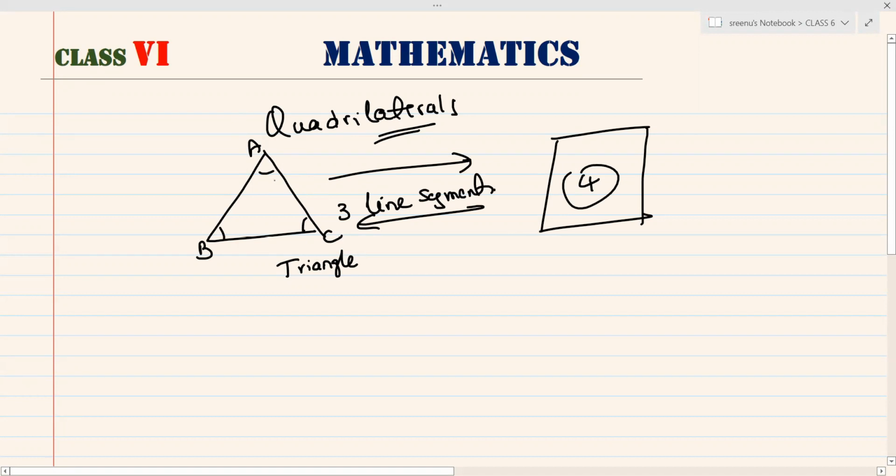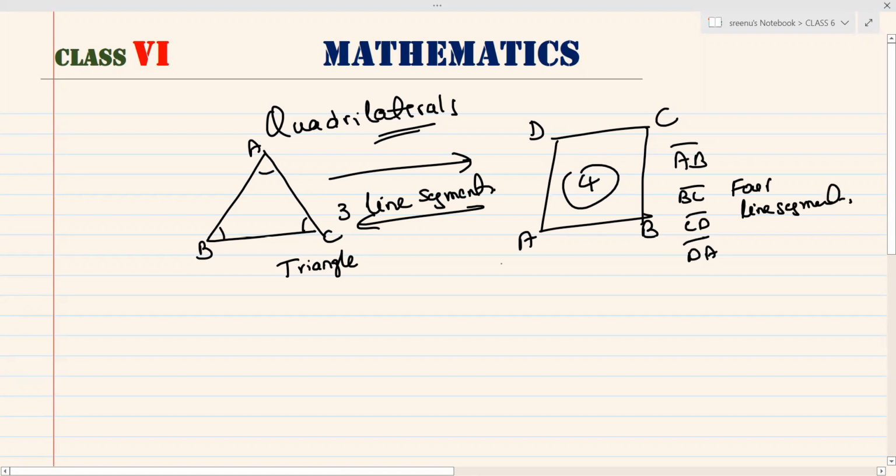Like here, three angles, three sides. Here, four sides. These are AB, BC, CD and DA, bounded by four line segments. Obviously, we will get four angles: angle A, angle B, angle C, and angle D.